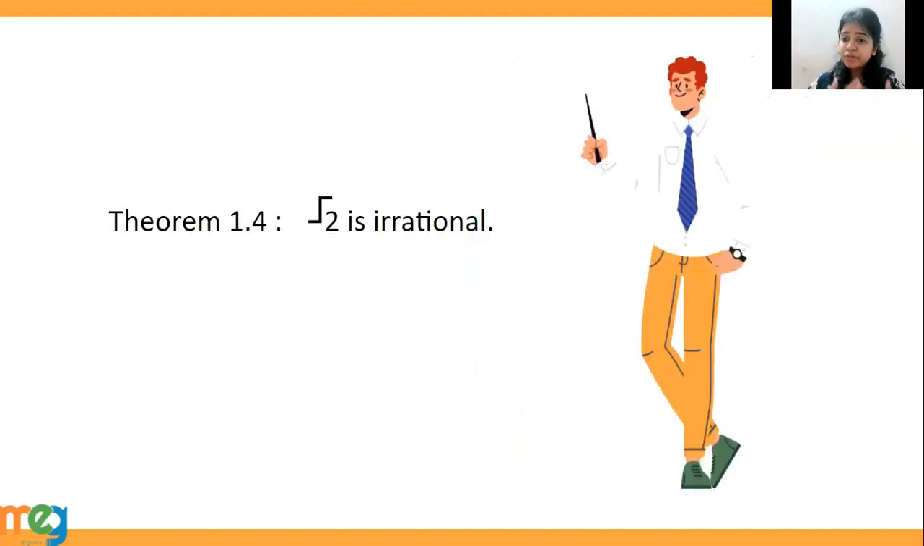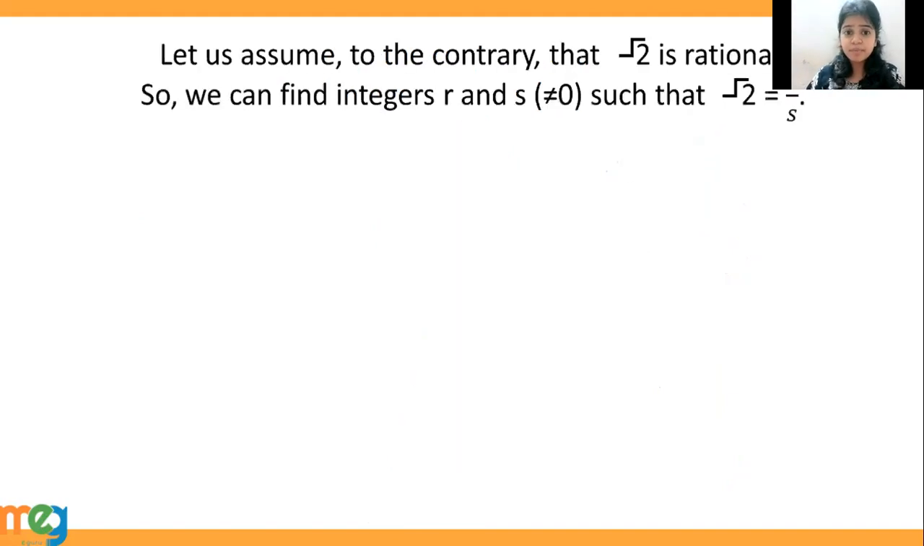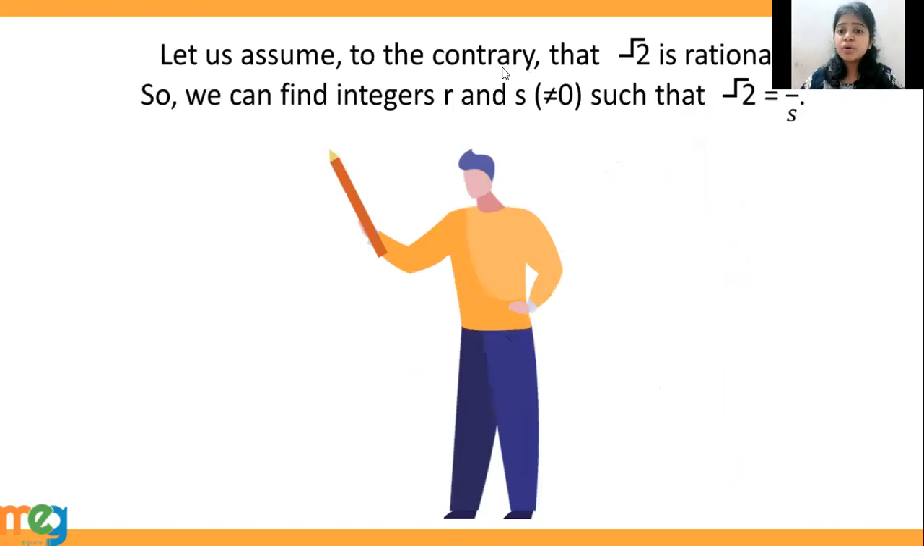Theorem 1.4. They are directly saying that root 2 is irrational. Okay. So let's see how we know whether it is rational or irrational, we don't know it. Let's check it out. So let us assume to the contrary that root 2 is rational.